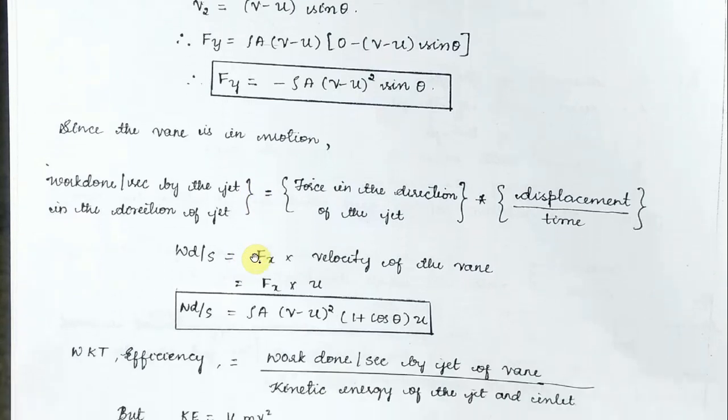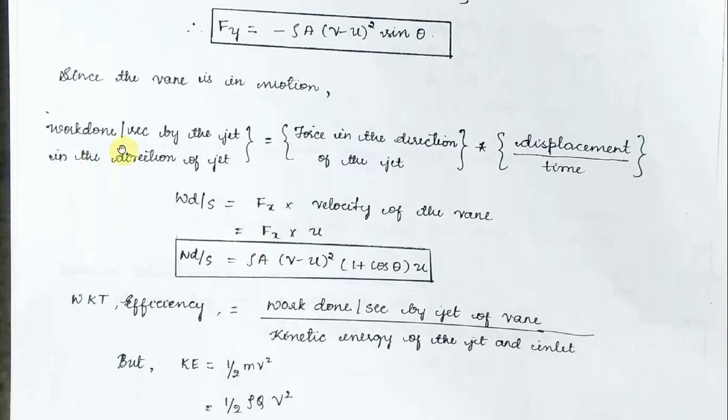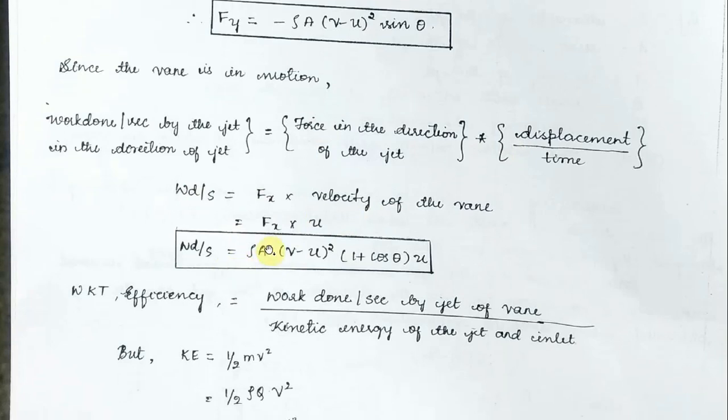Because of the vane's motion, the work done per second by the jet in the direction of the jet is equal to force in the direction of the jet times displacement per time. Therefore, work done per second is F_x times the velocity of the vane, F_x into U. That equals rho A (V minus U) whole squared (1 plus cos theta) U, as in the previous case.